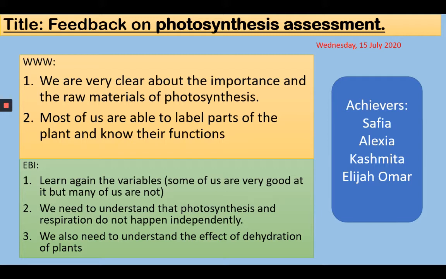First of all, we are very clear about the importance of the raw materials of photosynthesis. I think all of us know a lot about the leaves, the cells, what they do, and we know what the guard cells are. We know that for photosynthesis we need the sunlight, the carbon dioxide and the water, so that's all sorted. Number two, most of us are able to label parts of the plants and know their functions. Again, we're really good at that.